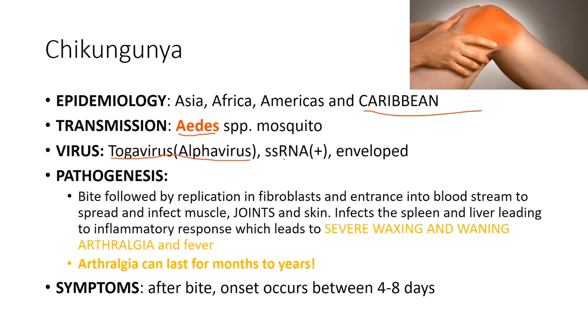This is a toga or alpha virus. Single-stranded RNA, same thing as a flavivirus, and it's enveloped. That's just another type of virus. So pathogenesis from this, you get bit, and what happens is this virus replicates in fibroblasts first, and then eventually it makes its way into the bloodstream, and it spreads and infects muscles and joints, especially, and skin.